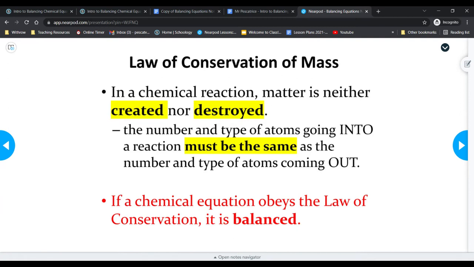So you can't snap your fingers and have water appear in your hand. It's not how it works. That would be creating matter that wasn't there before. And you can't destroy it either.